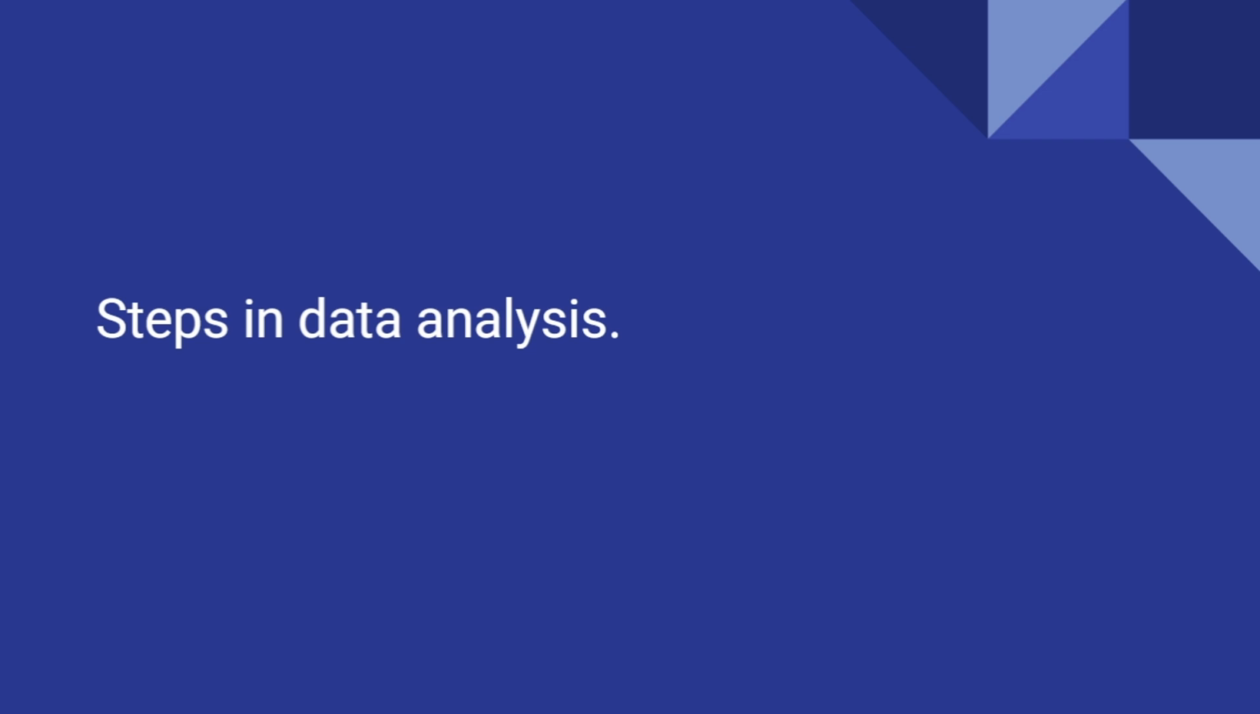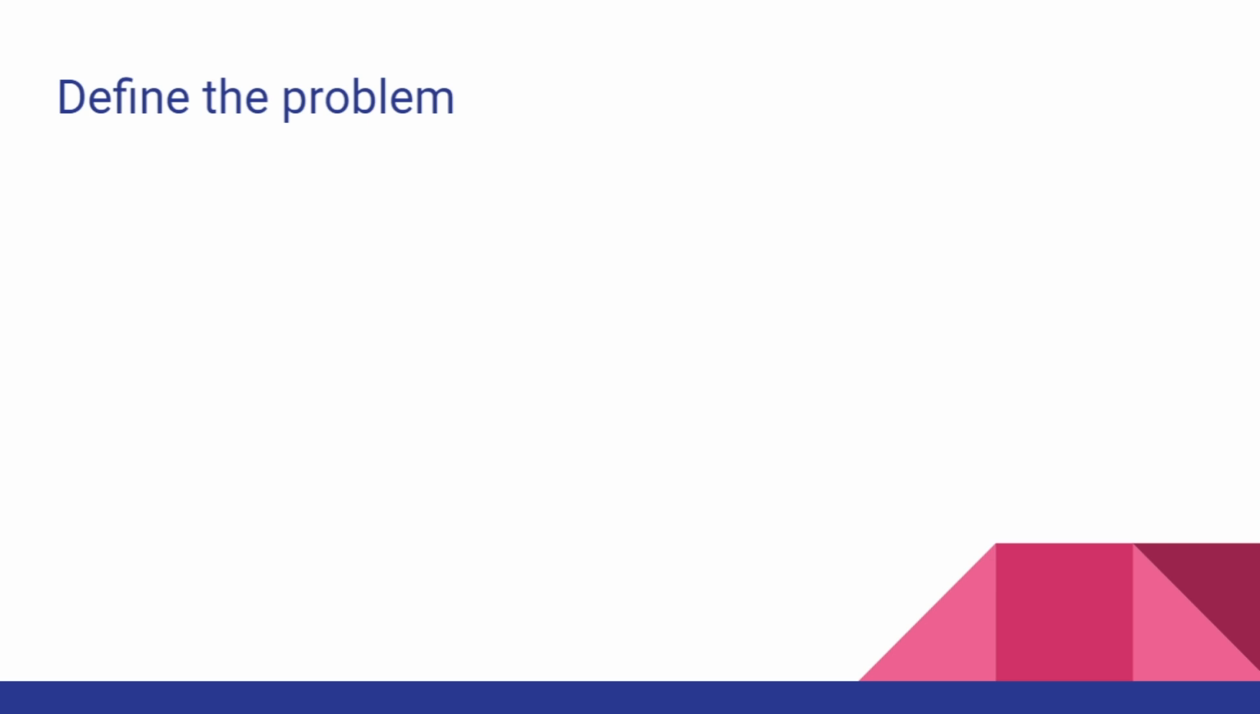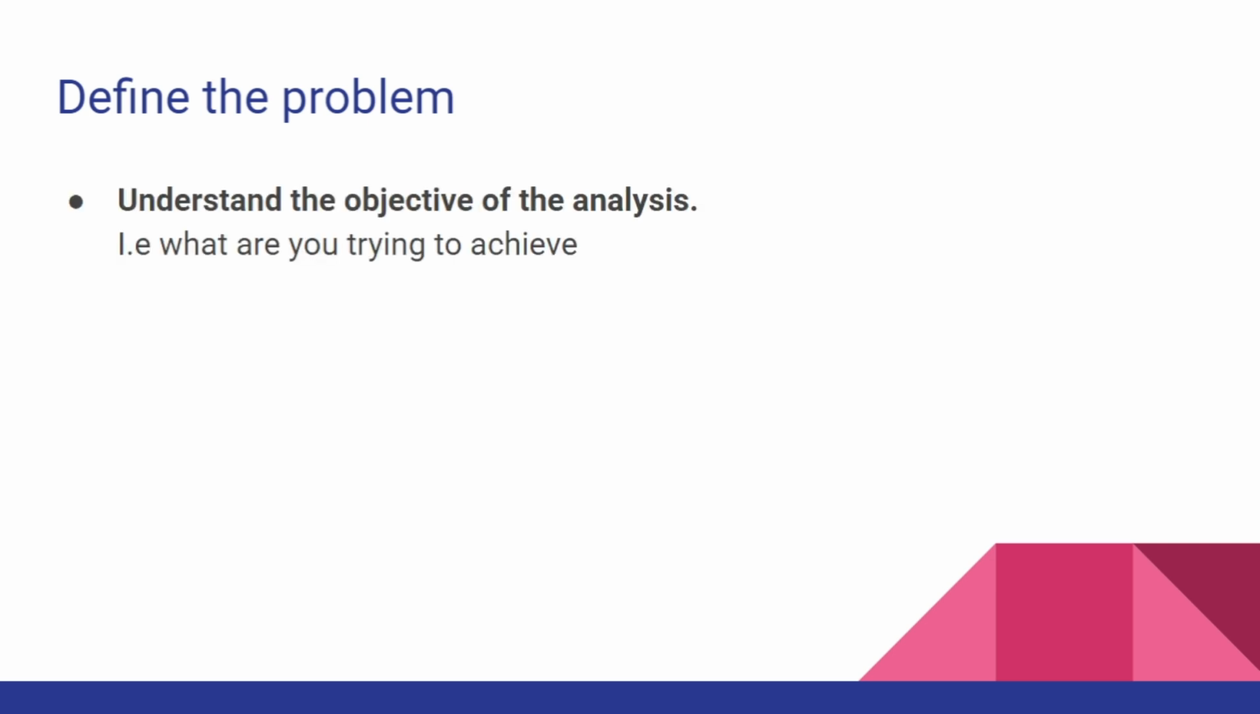In this section, we're going to be looking at steps in data analysis. The first step you need to do as a data analyst is to define the project. You will understand the objective of the analysis, that is, what you're trying to achieve at the end of the day. This is going to help you like a compass that is going to guide you on what you need to do, so you don't waste time doing analysis that is not needed. This is where you understand the business goal.